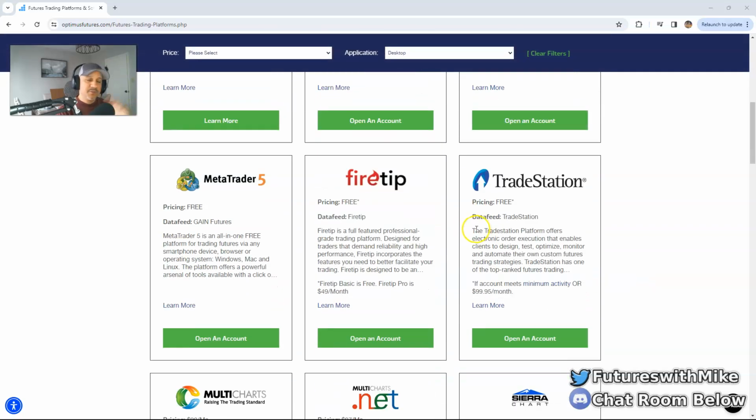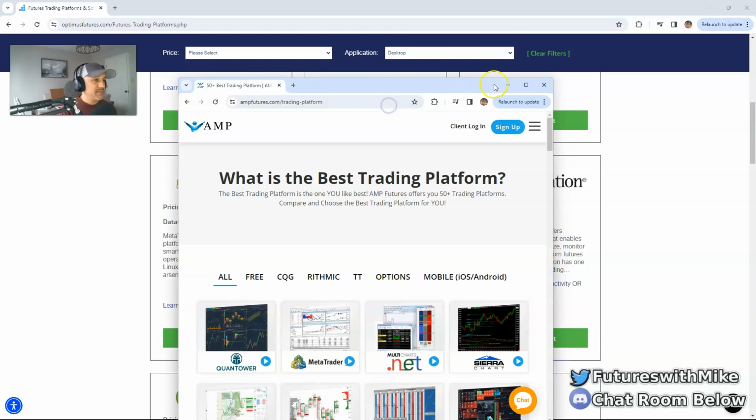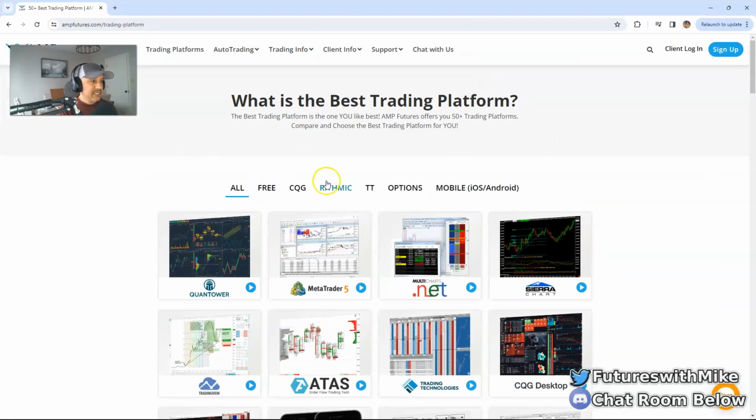But getting down to people who trade Forex, look here. Metatrader 5 is available if you want to choose Optimus Futures as your broker of choice, right? They offer Metatrader right here on their platform, all right? As well as the broker that I use, which is AMP. I believe they also offer it. I'm going to show you here. Go to their website. This is a list of the platforms that they offer through them.